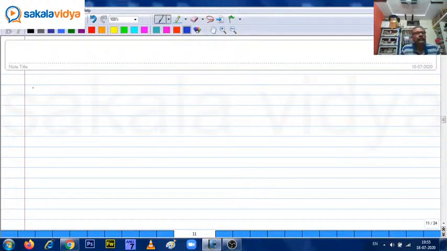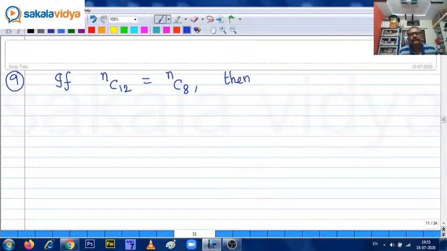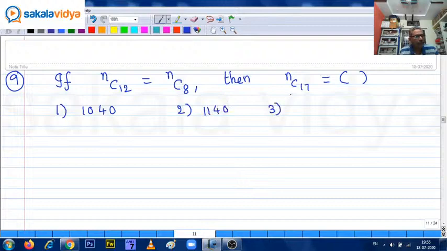So now the ninth problem. If nC12 equals nC8, then nC17 equals: first option 1040, second option 1140, third option 1240, fourth option 1340.